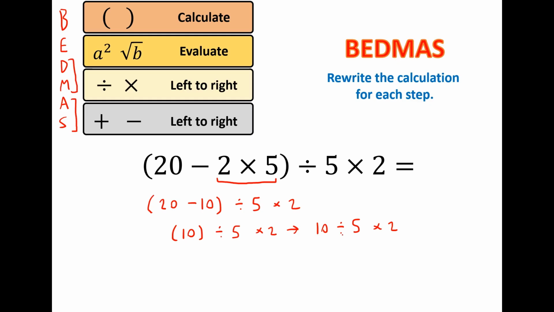So because division happens first from left to right, we solve that first. What is 10 divided by 5? The answer is going to be 2. So I'm going to write 2 times 2. And now that's the final operation I have, 2 times 2. And 2 times 2 is going to be 4. So 4 will be my final answer. And again, if you type all of this into your calculator, you should also get the answer of 4.